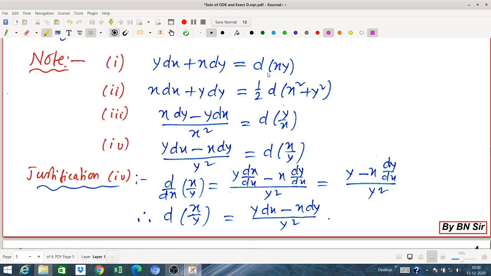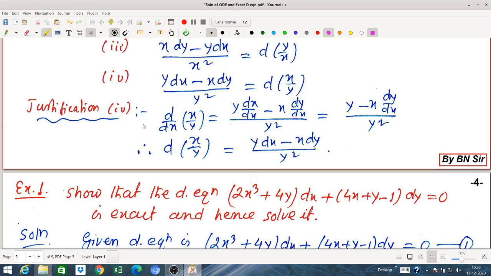y dx plus x dy equal to d of xy. Already we have seen this is d of xy. x dx plus y dy is half d of x square plus y square. Derivative of x square is twice x. Derivative of y square is twice y into dy by dx. That's why it is just half. We get this. Now, (x dy minus y dx) by x square is d of y by x. (y dx minus x dy) by y square is d of x by y. So in simple terms, I will prove this Roman 4.